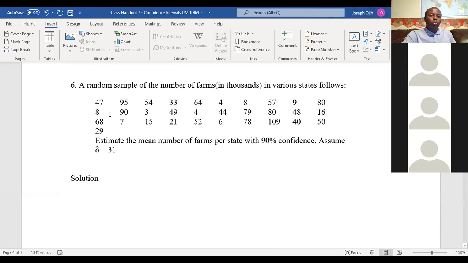Of course, the first thing is to enter all the data values in Excel. So I did that. I think I have it here. Let's see.